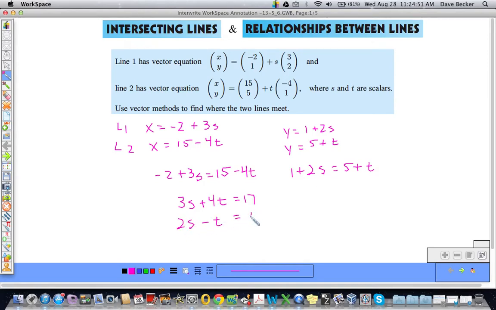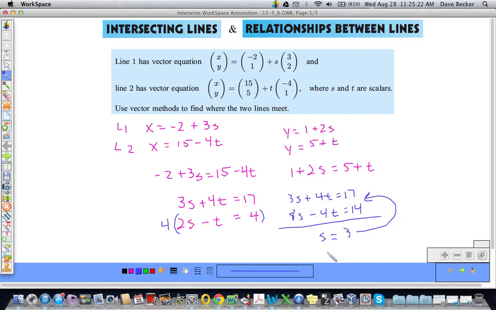is equal to 4. And then to solve this, I'm going to multiply this by 4 because then the t's would drop out, and I would have 3s plus 4t equals 17 and 8s minus 4t is equal to 16. The t's would drop out. I could solve for s. I will tell you that s is equal to 3. And then substituting that back into either of those equations, I get t equal to 2. And I'm not going to show you how to do that because you've done that 1,000 times.